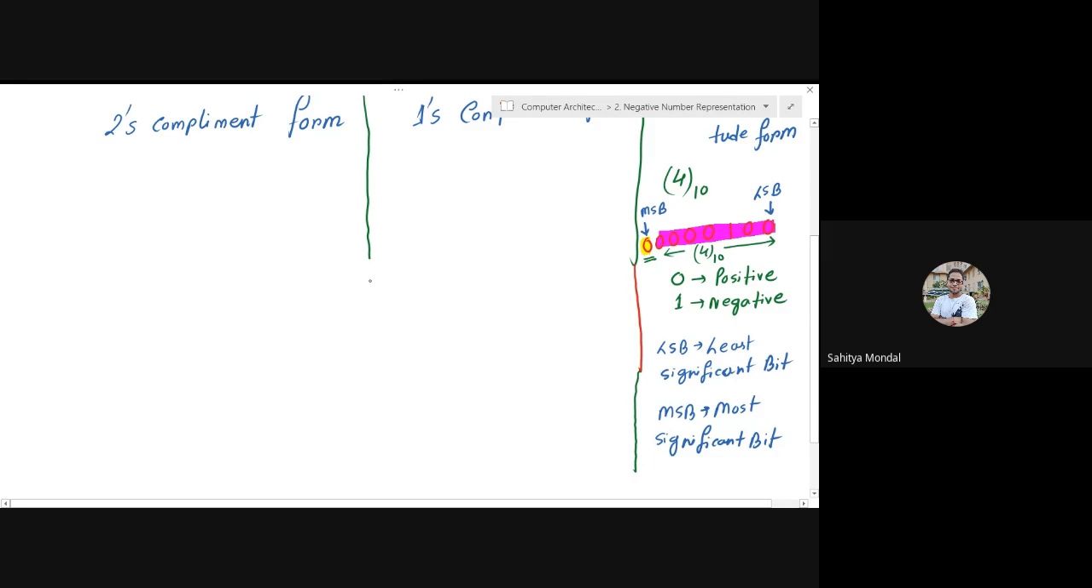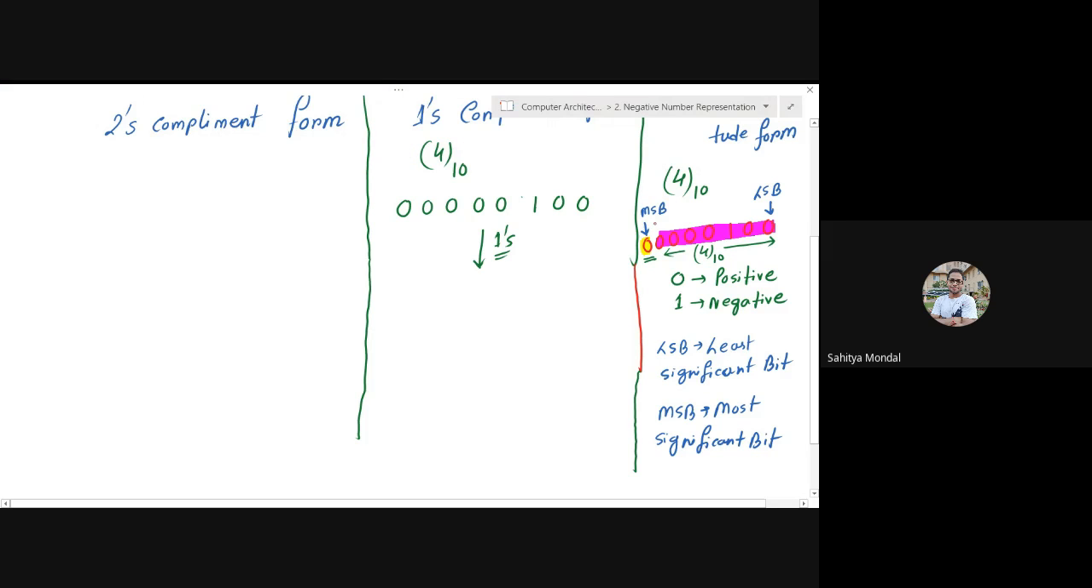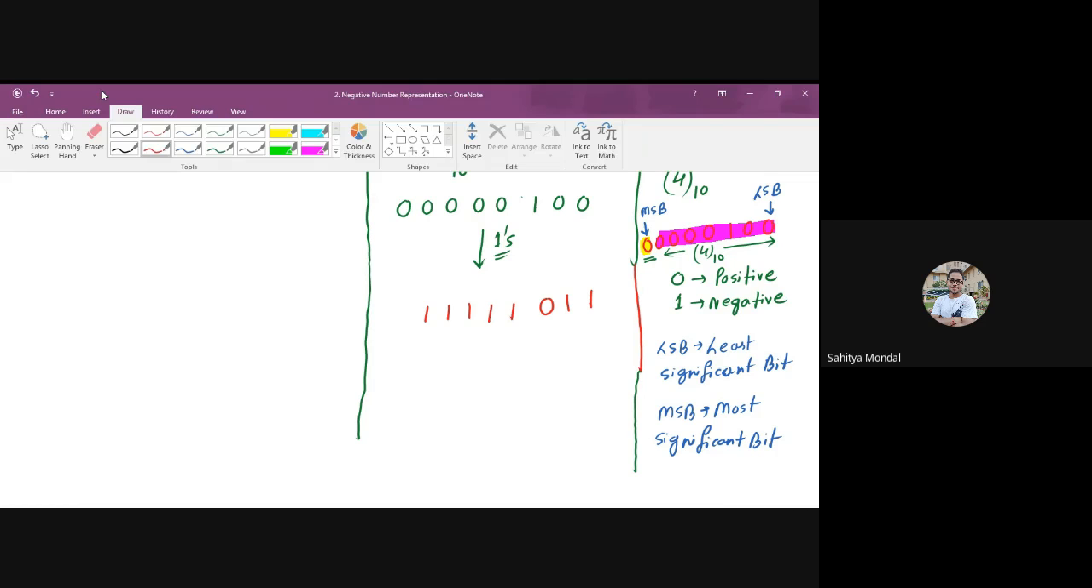Now, what is 2's complement and 1's complement? Let's take the same one, 4, in 8-bit representation: 0000 0100. When I convert this to 1's complement, each bit will be toggled, converted vice versa. So 0 becomes 1, 1 becomes 0, and all the remaining bits too.